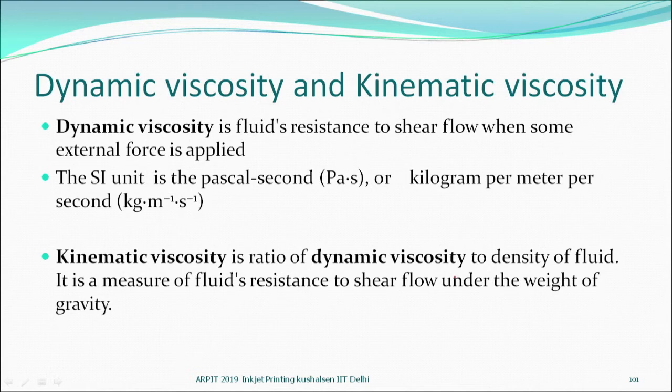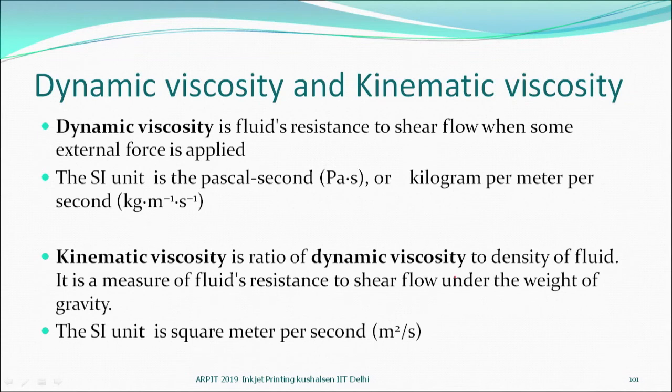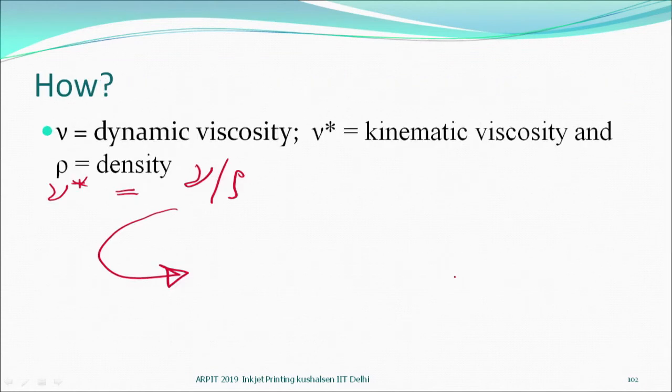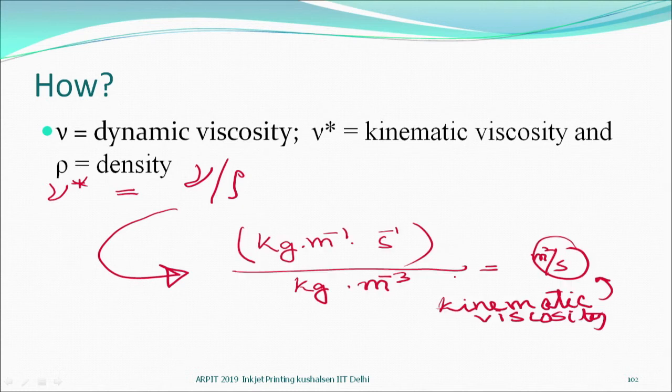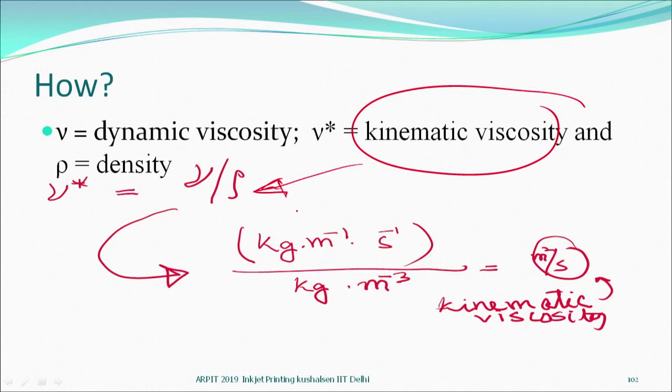So, it is the measure of the fluid resistance to shear under the weight of gravity also, because if density is different, then the gravitational force also affects. Its unit is meter square per second. So, how this meter square per second comes is because the kinematic viscosity is related to the density in this manner, and so the unit comes out as meter square per second.